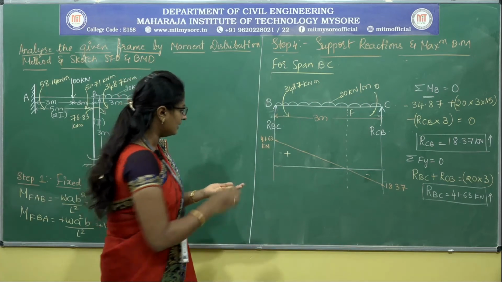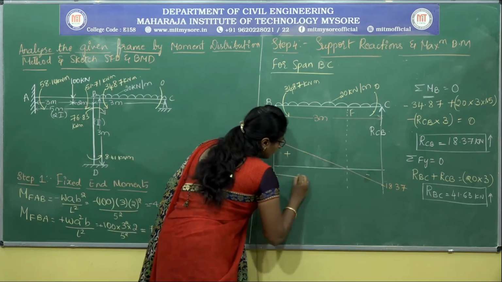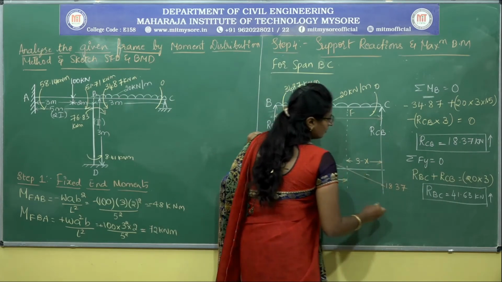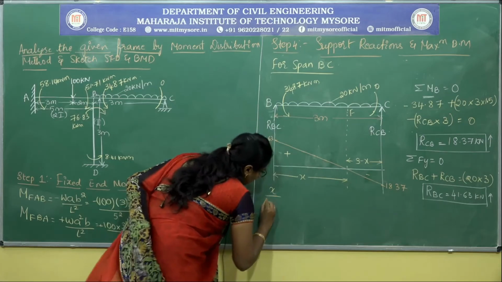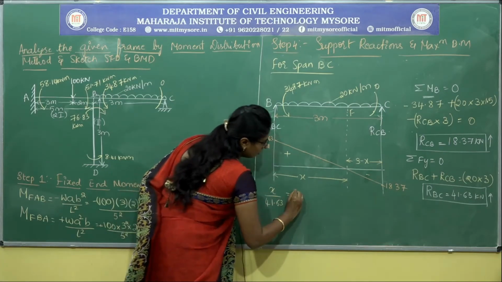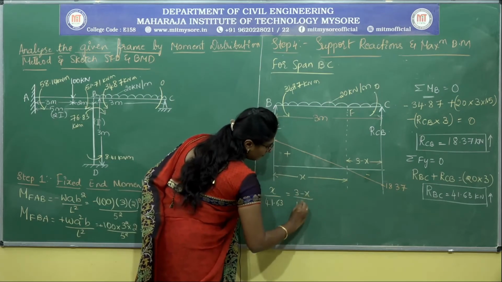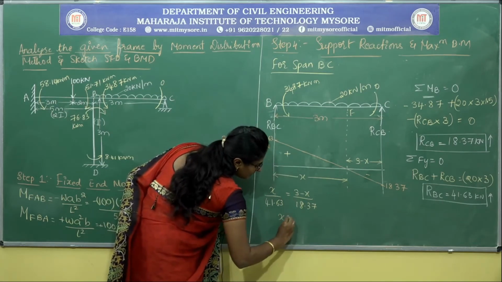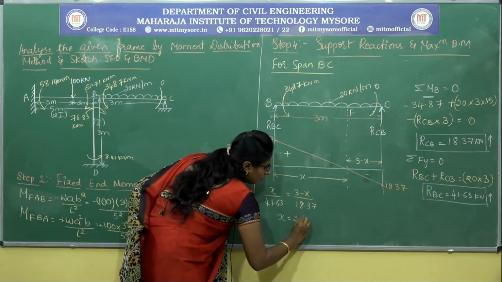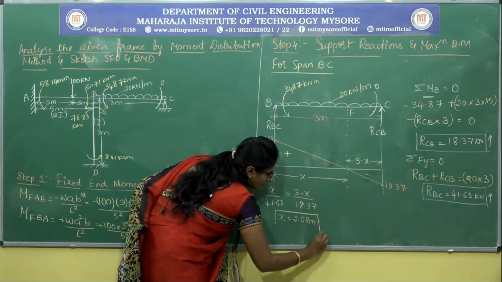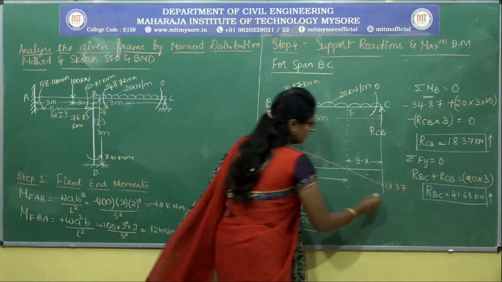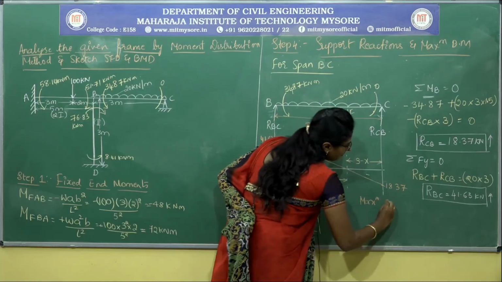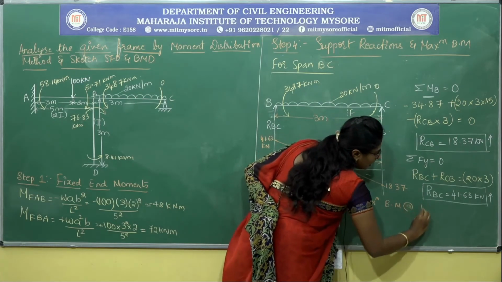Now we need to calculate the distance at which we have got this 3 minus x. x divided by 41.63 is equal to 3 minus x divided by 18.37. Therefore, when you simplify this, x equal to 2.08 meters. Now calculate the maximum bending moment at F.